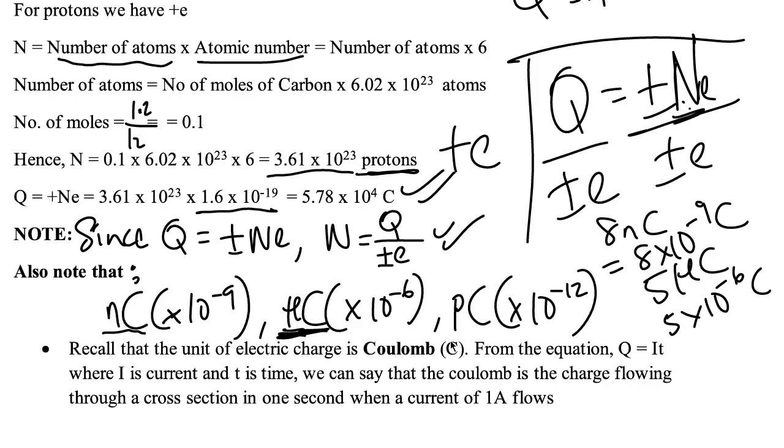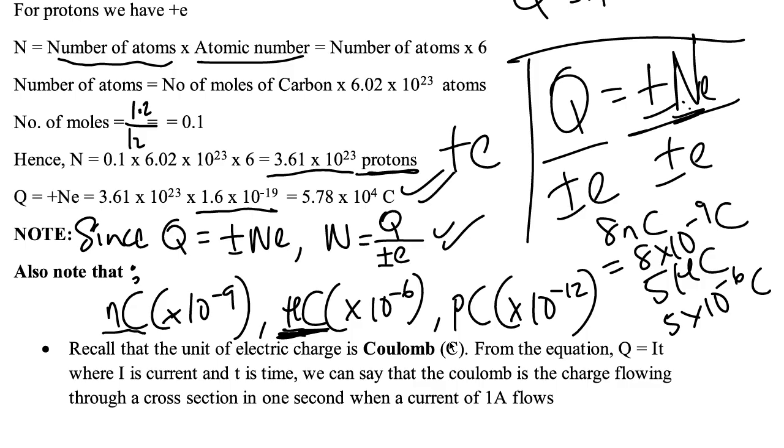And then lastly, we have the picocoulombs. These are the most common ones. There are others, right? And it represents times 10 to the negative 12. Okay, so we are gradually coming to an end of this video, right? We're going to solve another question, and that will wrap this up.